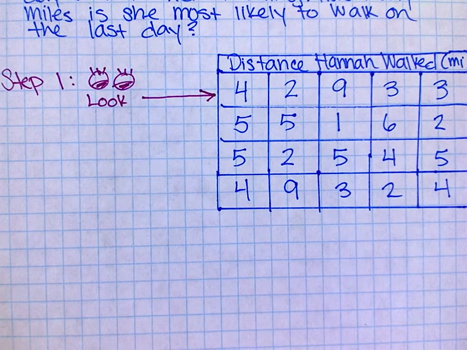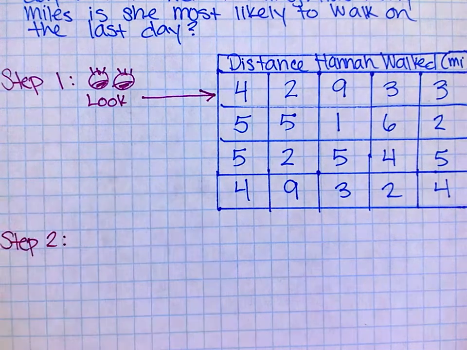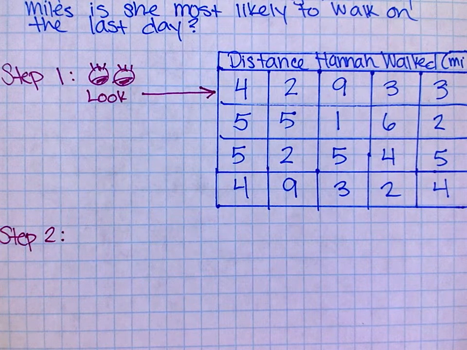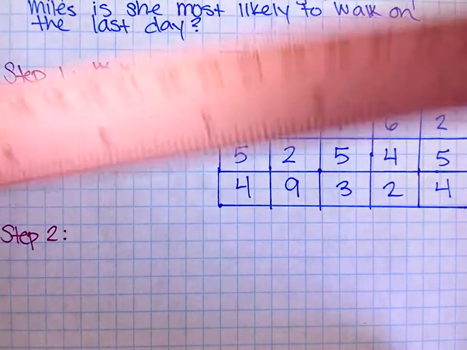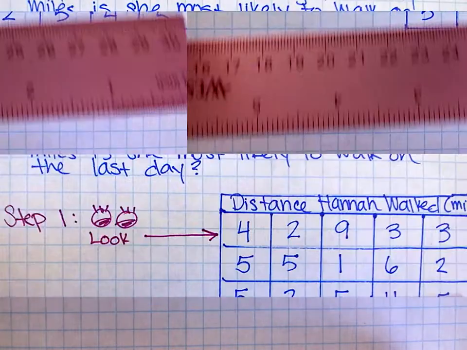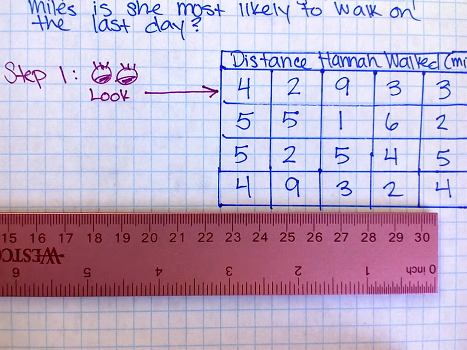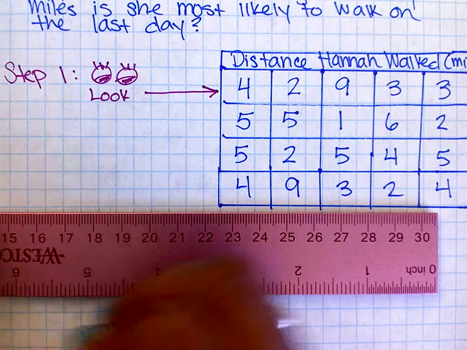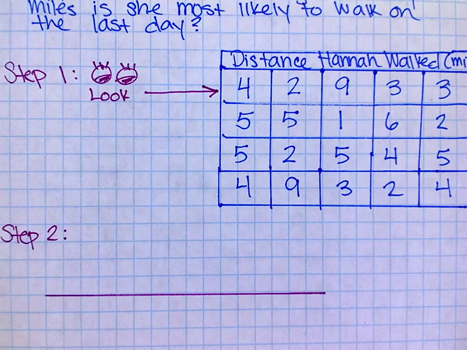Step 2, we need to draw a number line. So we can do that easily. Go ahead and draw a line on your paper. Now luckily, the numbers don't look like they go up that high, so your line probably doesn't need to be super long. So go ahead and draw a line.